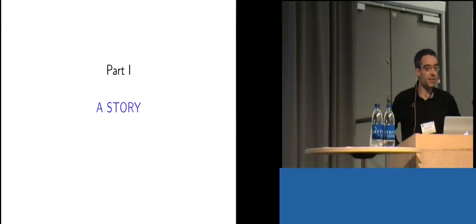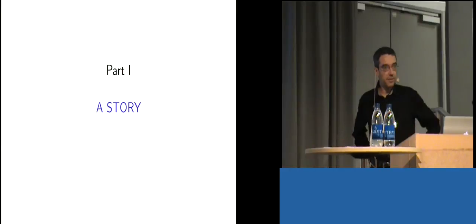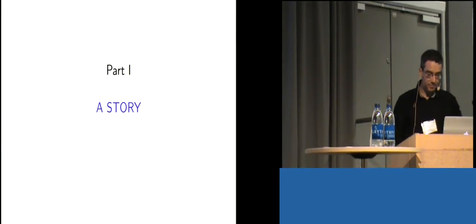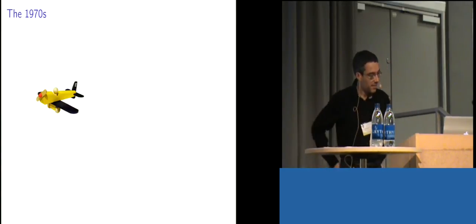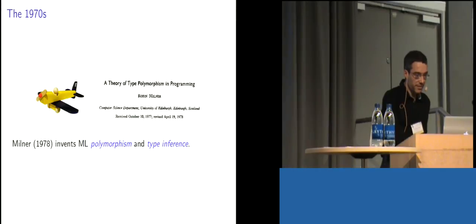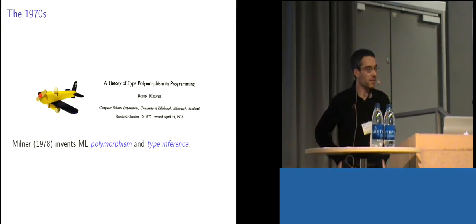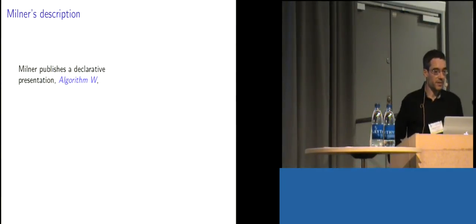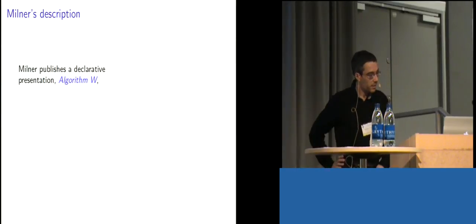And this is the story of ML type inference and how it's been explained over the years in more and more pedagogical ways. So in the beginning, in the 70s, was Robin Milner, who came up at the same time with ML polymorphism and ML type inference. And he wrote a landmark paper in 78, where there were two algorithms, W and J.